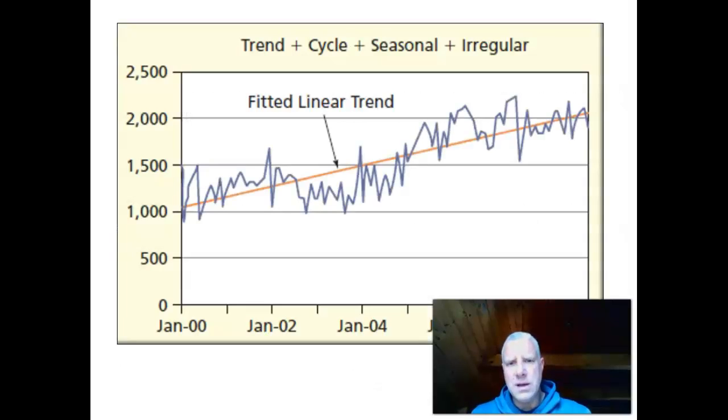Here's what the data looks like with the irregular pattern. You see spikes and valleys. Okay, but within the same data pattern, you see the long-term cycle. We've got seasonal patterns. And the long-term trend.